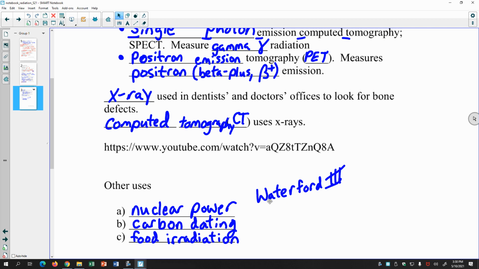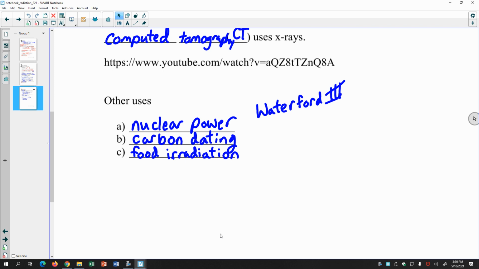For example, Waterford 3 is our nuclear power plant in Louisiana. Did y'all know that? Waterford 3 is our nuclear power plant. It's not far from here. It's about 45 minutes. It's on the river. Carbon dating and food irradiation.